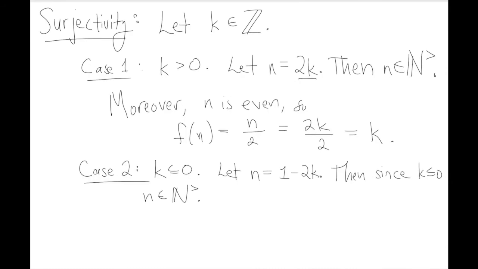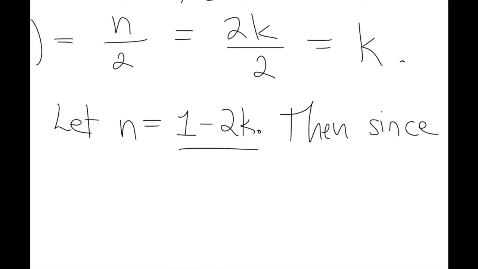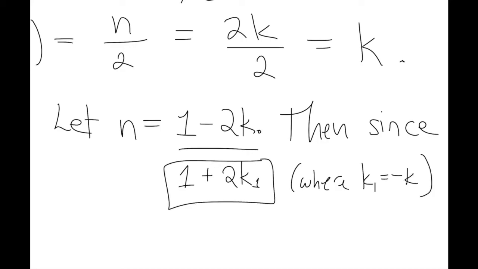Okay, that's a good start. Next, we want to show that f of n equals k. We have to decide first whether n is even or odd in order to apply f to it. Since we've written it as 1 minus 2k, you can think of this negative 2k as just 1 plus 2 times k1, where k1 equals negative k. By definition this is an odd number, so n is going to be odd.